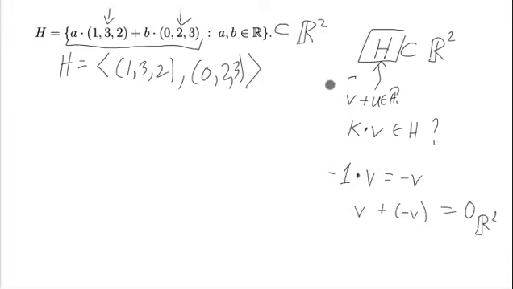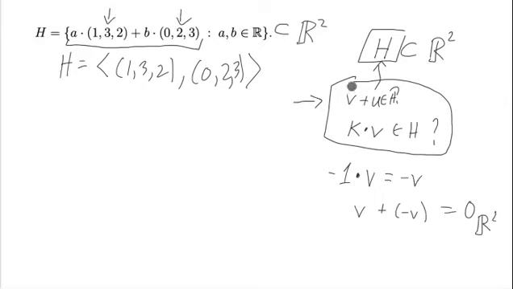If we just simply check these two things, we're going to check that addition is closed in H, meaning just take any two elements of H, add them together, are you still in H? And also, if you take an arbitrary element of H and you scale it, are you still in H? All right. So how do we do this? How do we write a proof for this?